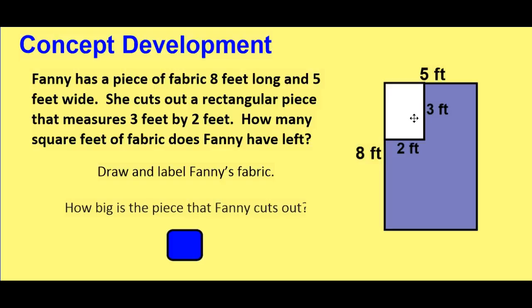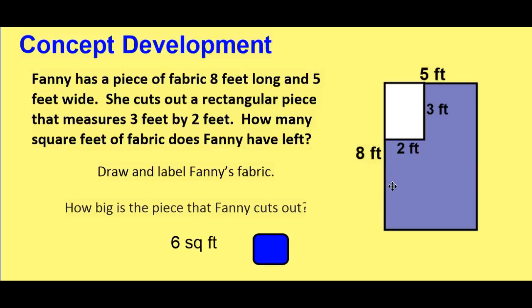Okay, so we know to find the area, all you have to do is multiply the side lengths. So when you multiply 2 and 3 together, you get 6, not just 6 feet, but 6 square feet. So the area of how big the piece is that she cut out was 6 square feet. Okay, so if we know that the piece that she cut out was 6 square feet, all we have to do is take that away from the total area.